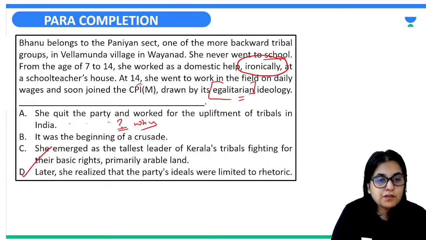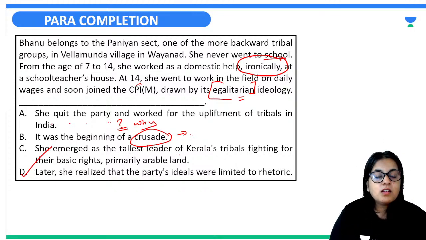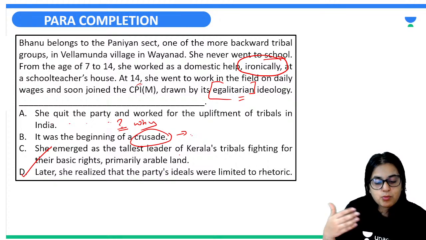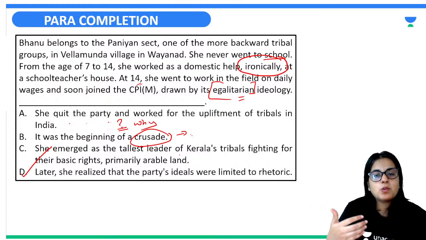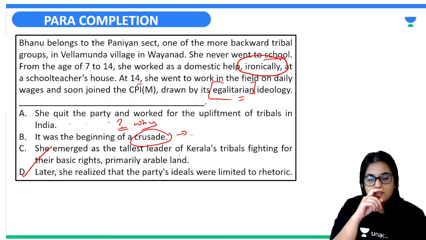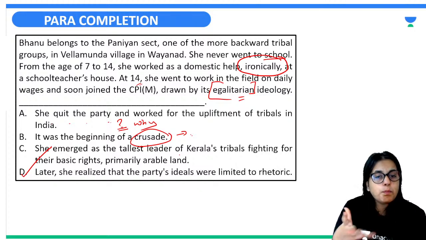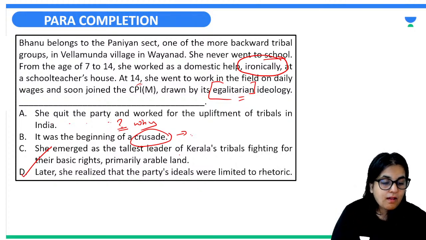It was the beginning of a crusade. A crusade means a revolutionary campaign. Now see the jumps. Now when you crusade, for what? It was the beginning of a crusade. This is a continuation. Then you would ask, a crusade for what? Whether it was for women upliftment or for tribal upliftment, or what was it about? So this also does not necessarily complete the para, it opens up the para further.